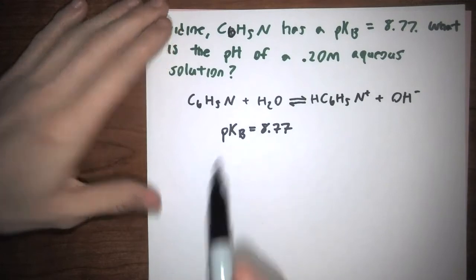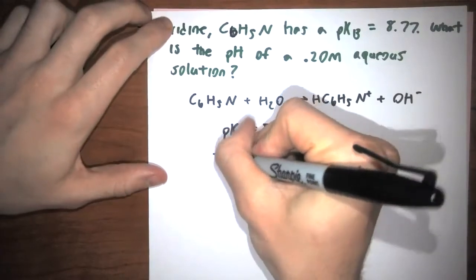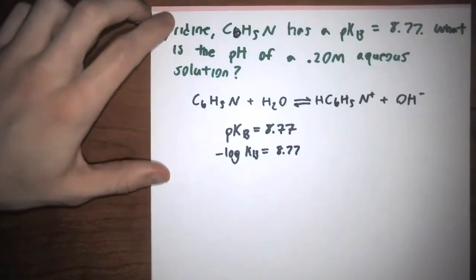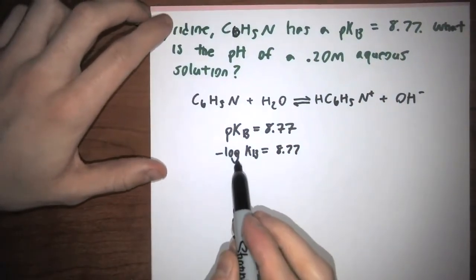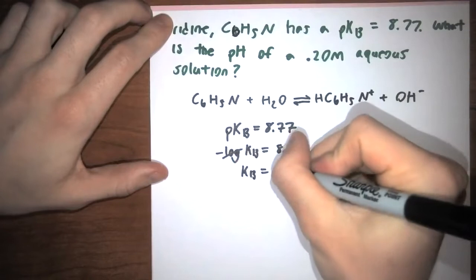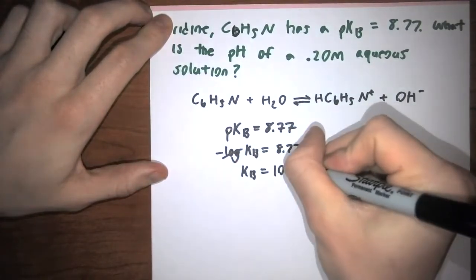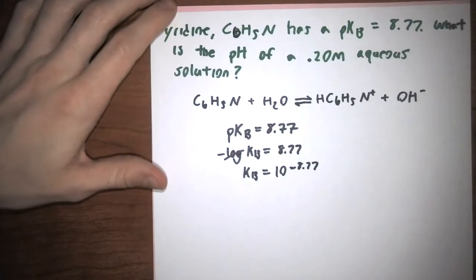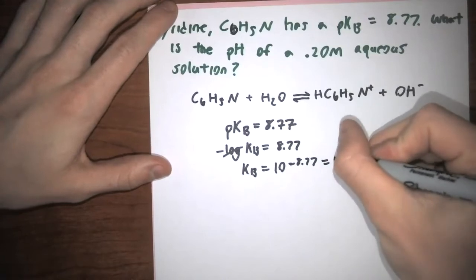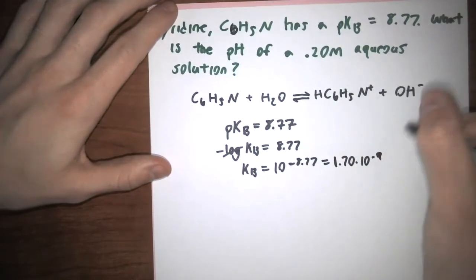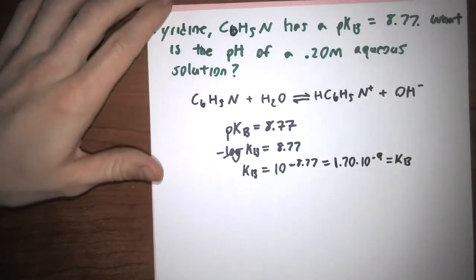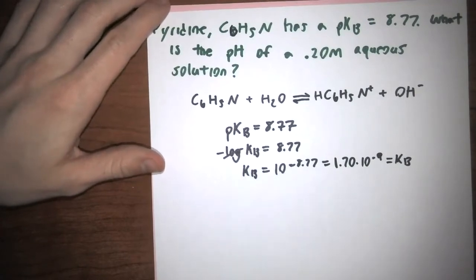What does P stand for? Negative log. So the negative log of my Kb is equal to 8.77. How do I get rid of a negative log? Cross it out, raise the other side from 10, just like the last problem. 10 raised to the negative 8.77. It's kind of looking familiar. This is just a number. I would run the numbers and I get 1.70 times 10 raised to the negative 9th is equal to Kb. Look at that. It's the same exact process. It's just flipped. It's the same exact math.